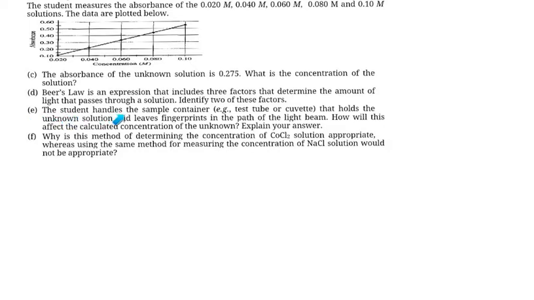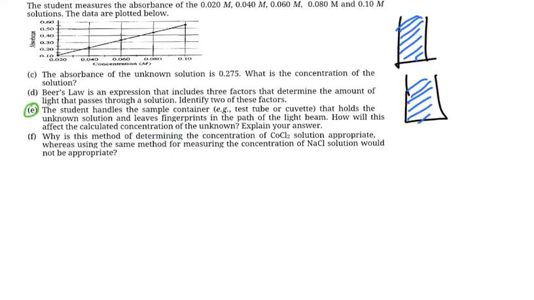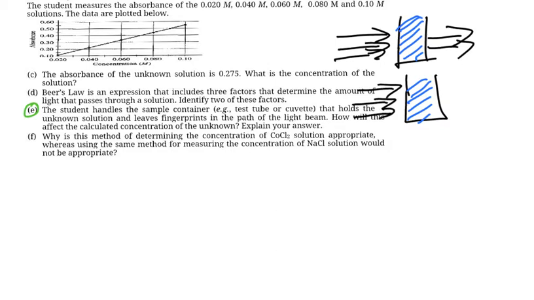Alright, part E. The student handles the sample container, the cuvette that holds the unknown solution, and leaves fingerprints in the path of the light beam. How will this affect the calculated concentration of the unknown? Well, let's imagine this first one is a cuvette where light is passing through it. Some of the light gets absorbed. And in the second one, the exact same scenario, but somebody gets fingerprints on the outside of it here. The fingerprints are going to block a little bit of the light as if it was the solution, and less light is going to come out the other side.